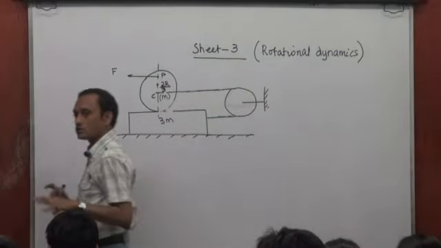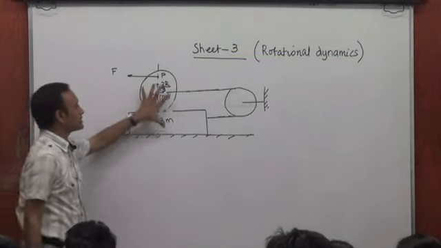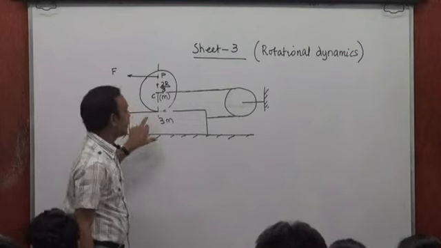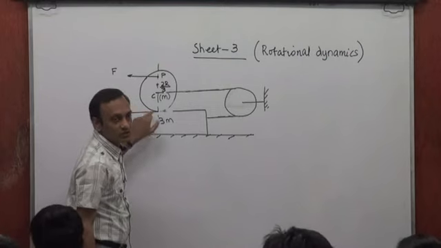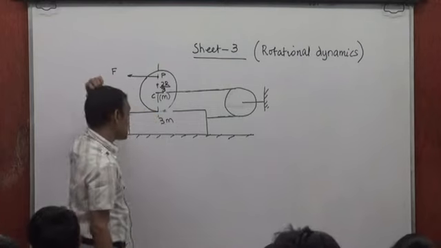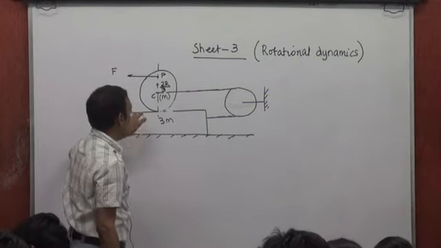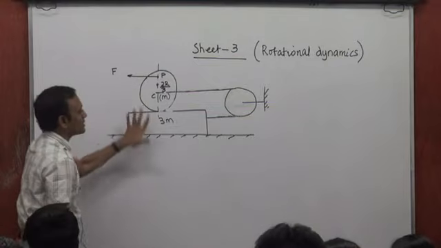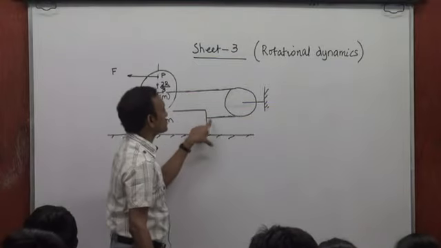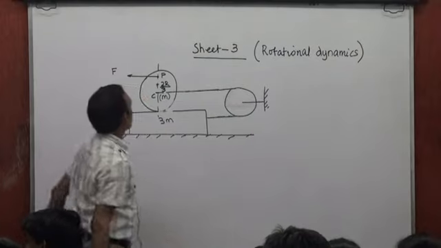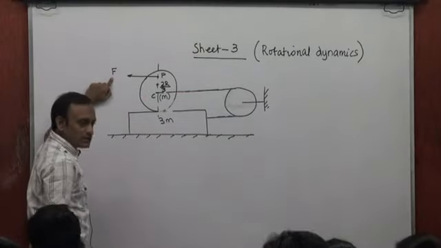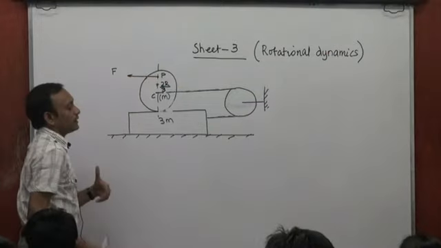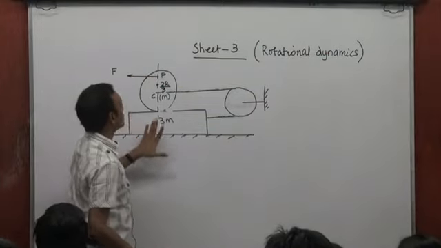Alright, so this is a solid cylinder, radius r, and it rests on a rough surface, and the coefficient of friction is mu equal to 1 between the cylinder and the surface, and the block itself rests on a smooth surface. Their masses are known, and the arrangement passes over a pulley like this. Now a force F is applied at the point P of the cylinder in a manner that the cylinder rolls over the surface.